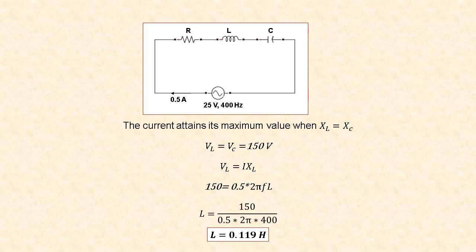The voltage across the inductor VL is equal to current into inductive reactance. So substituting for VL is equal to 150 and current is equal to 0.5 amps and XL is equal to 2 pi FL, and also substituting the frequency as 400 Hz, we have L is equal to 0.119 Henry.